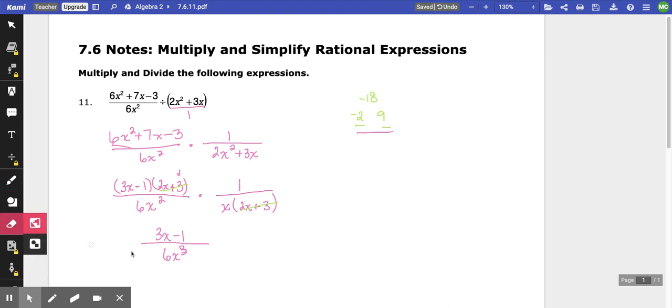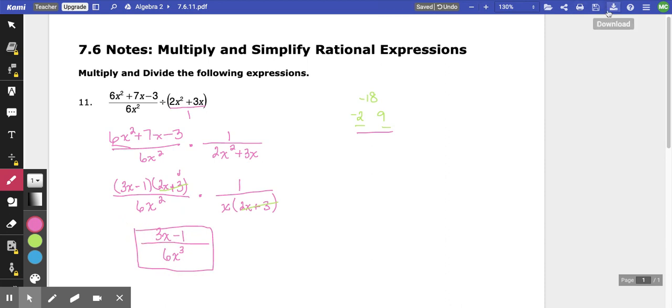That turned out kind of bad. Try that again. 6x cubed. There we go. Okay, so now this is as simplified as I can make this expression. Now you're going to try number 12 and answer on the Google form.